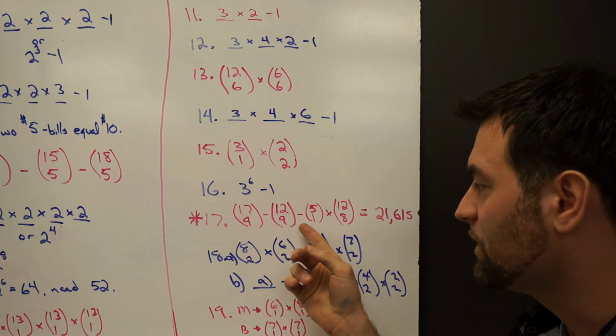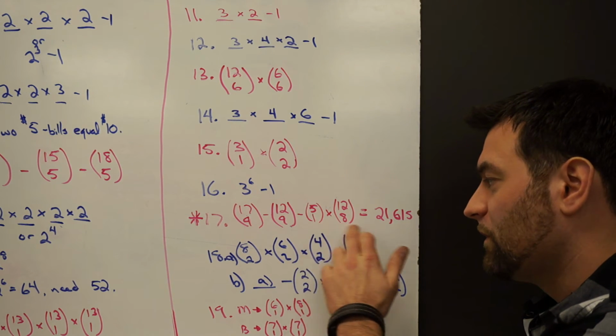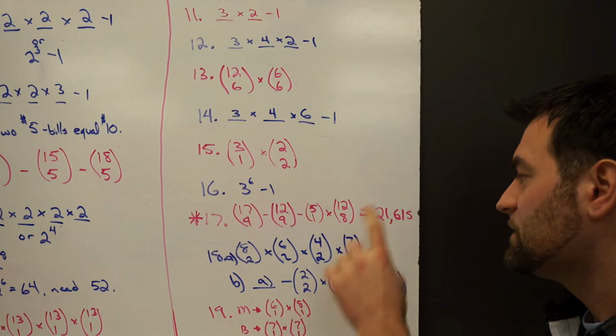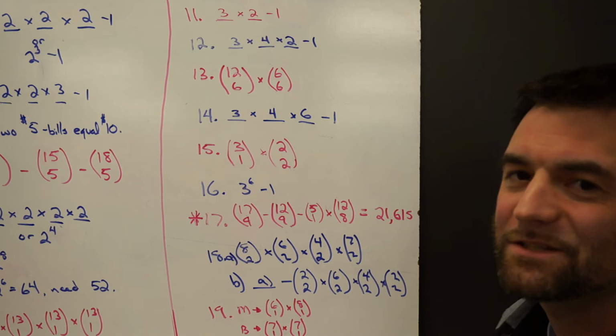We multiply those, and then everything is subtracted there. 17 choose 9, minus 12 choose 9, minus 5 choose 1 times 12 choose 8. Remember, order of operations, the multiplication gets calculated first, and the answer should be 21,615. Or sorry, 21,615.